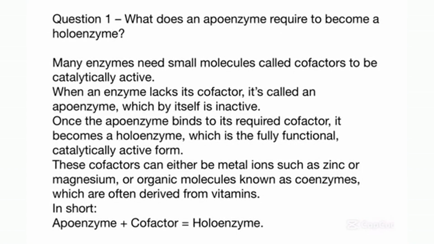Many enzymes need small molecules called cofactors to be catalytically active. When an enzyme lacks its cofactor, it's called an apoenzyme, which by itself is inactive. Once the apoenzyme binds to its required cofactor, it becomes a holoenzyme, which is the fully functional catalytically active form. These cofactors can either be metal ions, such as zinc or magnesium, or organic molecules known as coenzymes, which are often derived from vitamins.